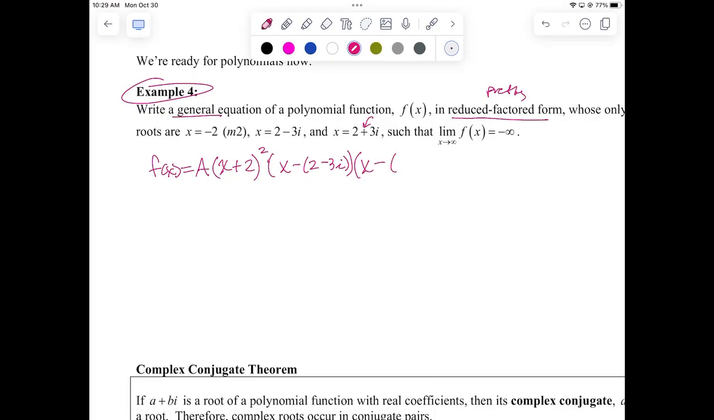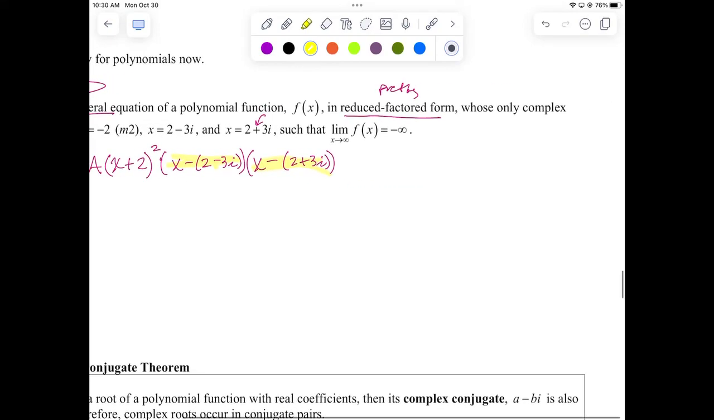X minus parentheses 2 plus 3i, close, close. All right. So there it is in its prime factorization, but it's not in reduced factored form. Reduced factored form means we don't want any radicals and we don't want any i's in there as well. So guess what I have to do next with those two complex factors? Multiply them. I've got to multiply them out.